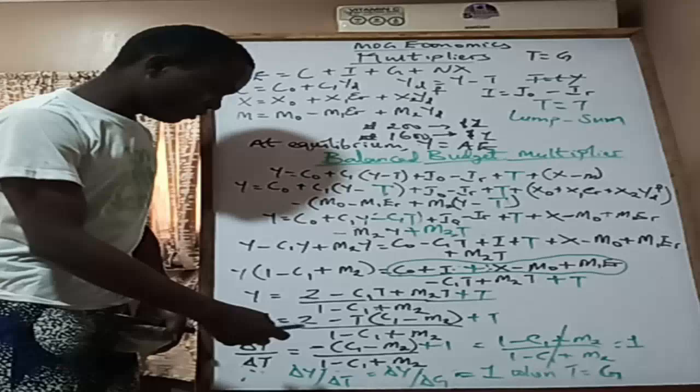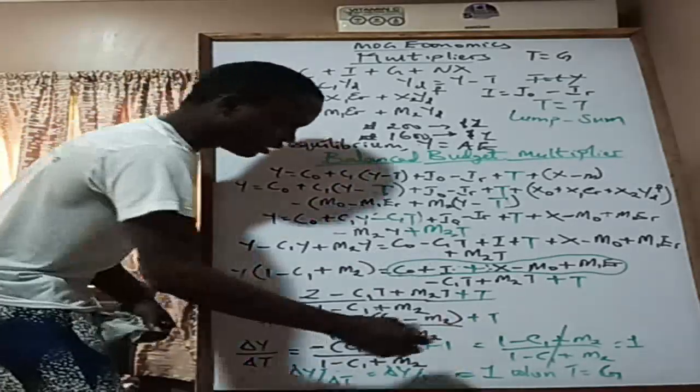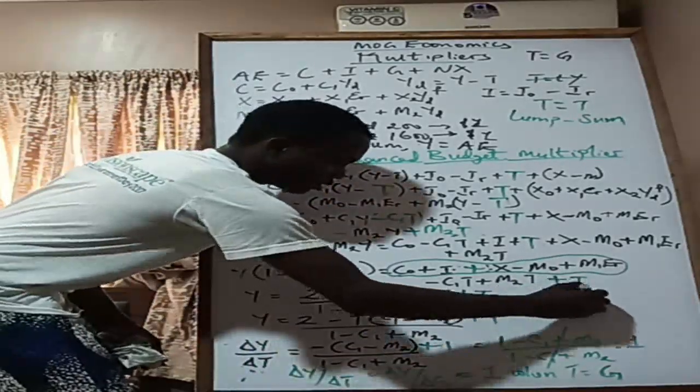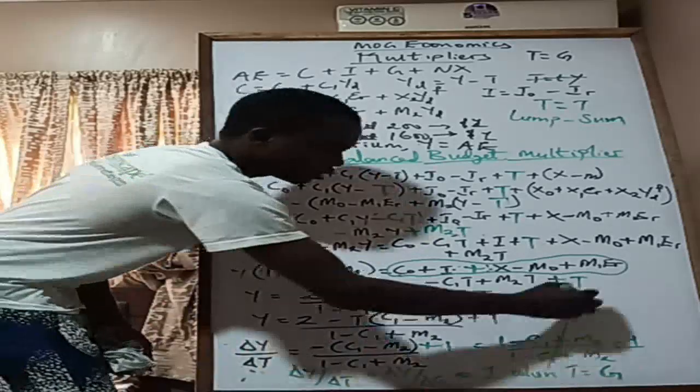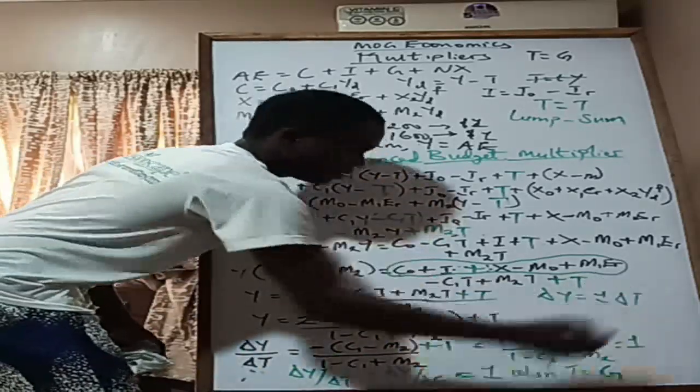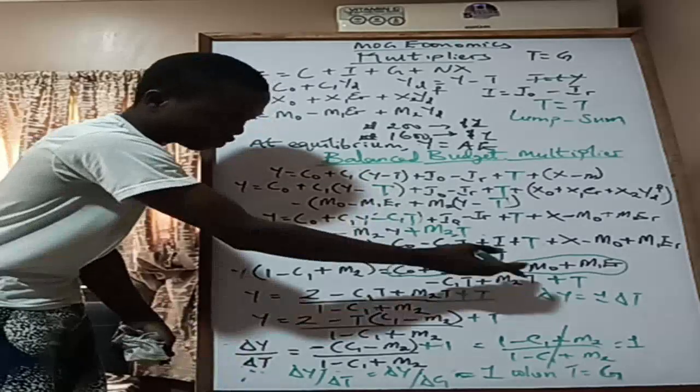Like what I did the other time, so this is going to be dY now. dY is going to be equal to, the multiplier is 1, so it's going to be equal to 1 dT. If I divide, it equals 1, then I put it this way.